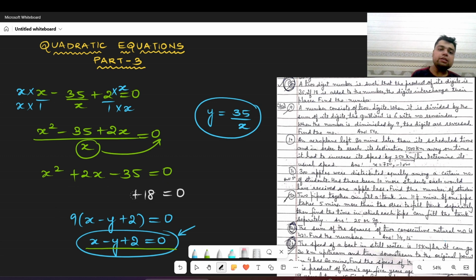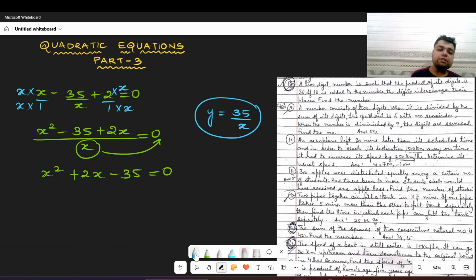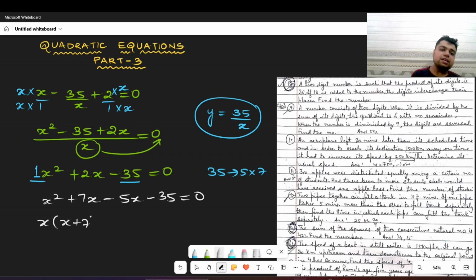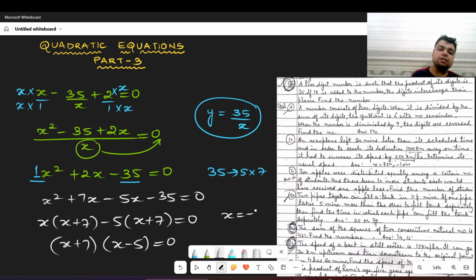Now we will perform middle term splitting. If we remember carefully, in the previous class I also told you, this is 1, so 1 times 35 is 35. We need two factors of 35 so that the sum or the difference is 2. So 5 times 7 is 35 and 7 minus 5 is 2. That means I can rewrite it as x square plus 7x minus 5x minus 35 is equal to 0. I can take x common here, x plus 7. Here I can take minus 5 common, x plus 7. Right? This is equal to 0. I will get x plus 7 times x minus 5 is equal to 0. So the values of x will be minus 7 and plus 5.